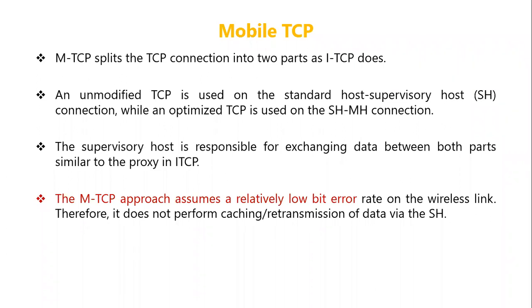Mobile TCP assumes a relatively low bit error rate on the wireless link. This whole protocol is designed based on this assumption. Because of that, it does not perform caching or retransmission of data, like how caching or retransmission is done in snooping TCP. That won't happen in mobile TCP.